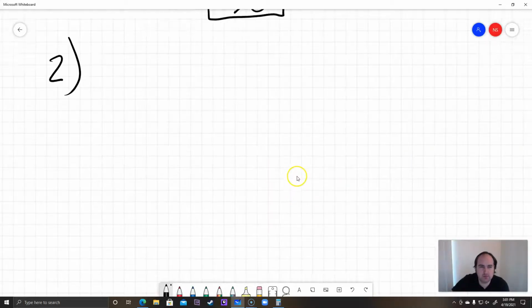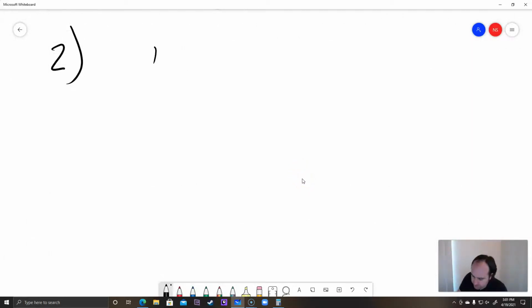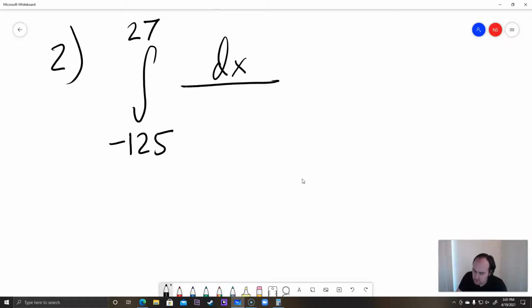So for example number 2, what we've got is the integral from negative 125 to 27 of dx over x to the 1/3. Okay, so that's going from x equals negative 125 to x equals 27. Alright, when you're doing these problems, I'm going to once again show you the correct way to do it, but the correct way is a little bit longer than just doing the problem the way it's written and then plugging in things at the end.